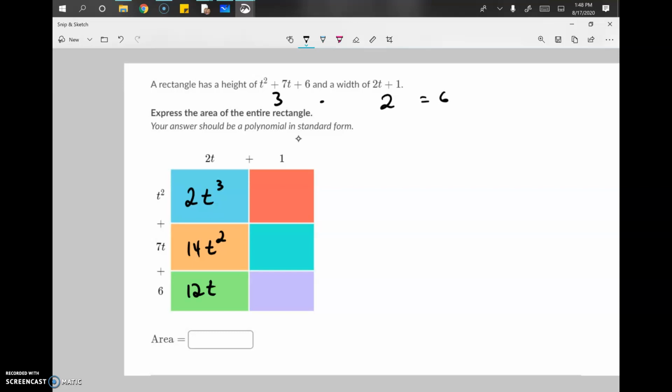Bottom left, 2 times 6 is 12, times t. Top right, t squared times 1, 1 times 1 is 1, I'm not even going to write it, times t squared, t squared. 7 times 1 is 7 times t. And 6 times 1 is 6.